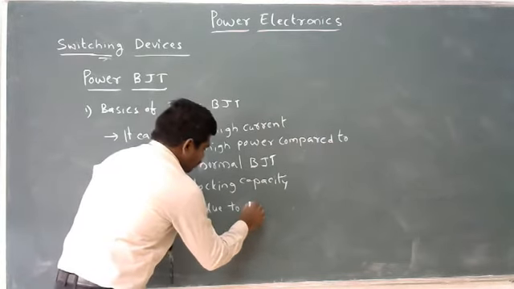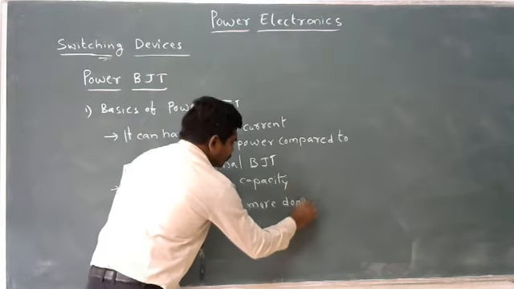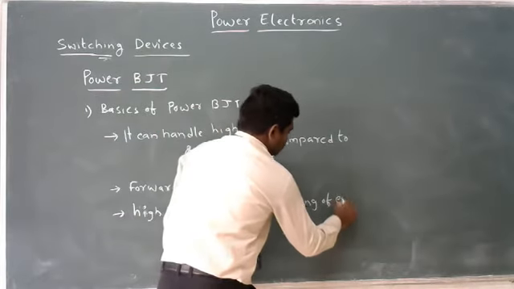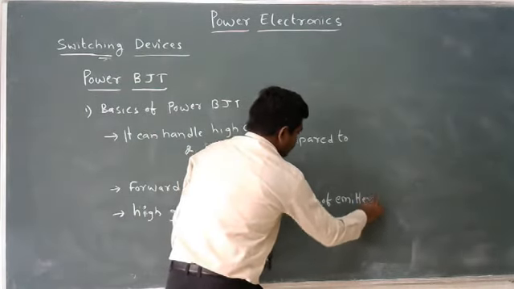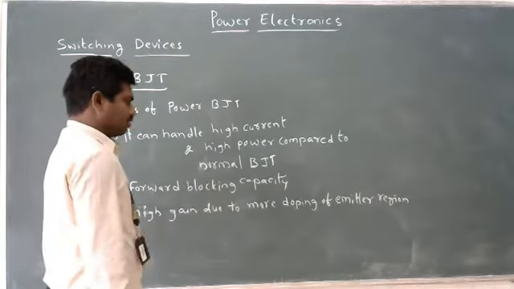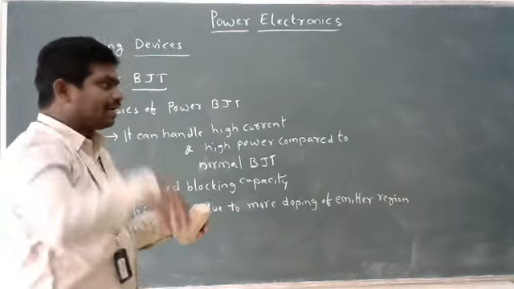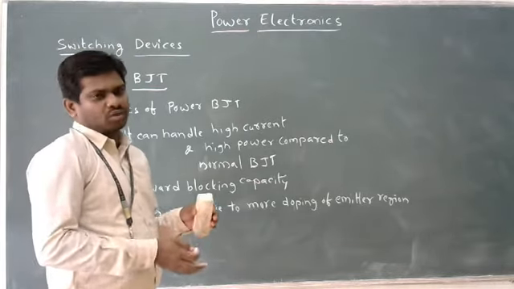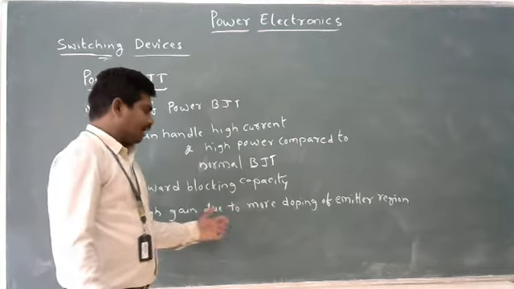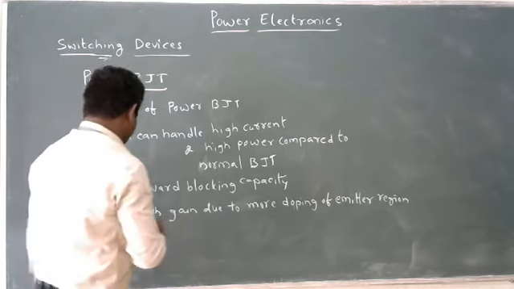Due to more doping of the emitter region compared to the base region, the base width is doped very lightly as compared to emitter and collector. That means the outermost layers of the device are doped highly, and the inner middle layer is doped to very low values.